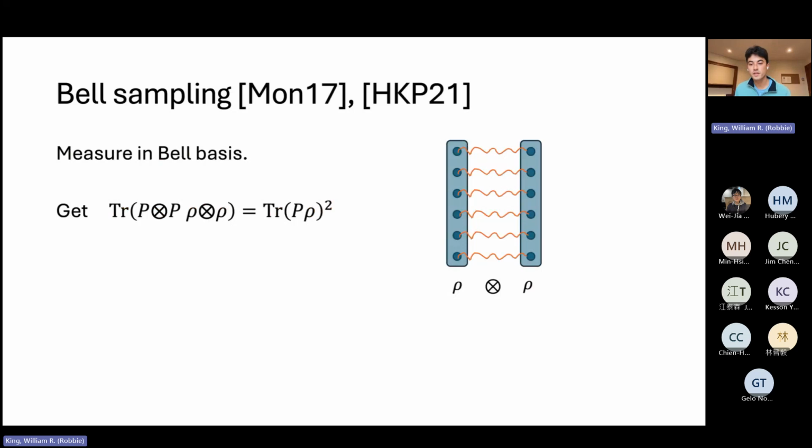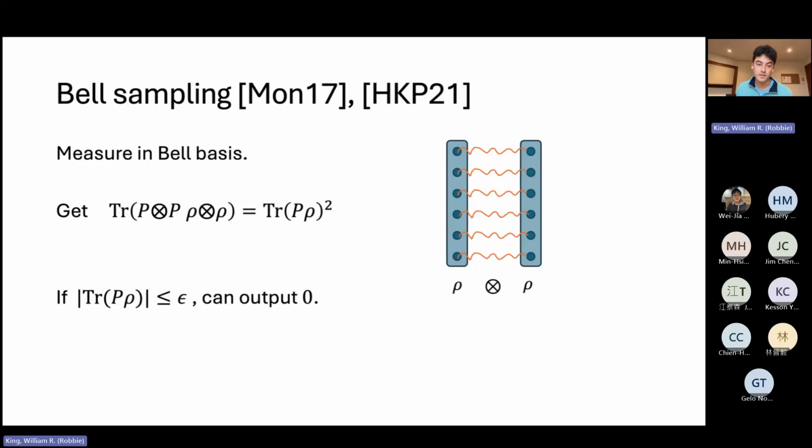So what I can then do is put two copies of my quantum state on these two registers. So I have rho and rho, and then I perform these Bell samples. And this simultaneously gives us information about all of the expectation values, trace of P tensor P times rho tensor rho, which is equal to trace of P rho squared. So I can do a very small, logarithmic number of Bell samples, and this will tell me trace of P rho squared for all of the Paulis P.